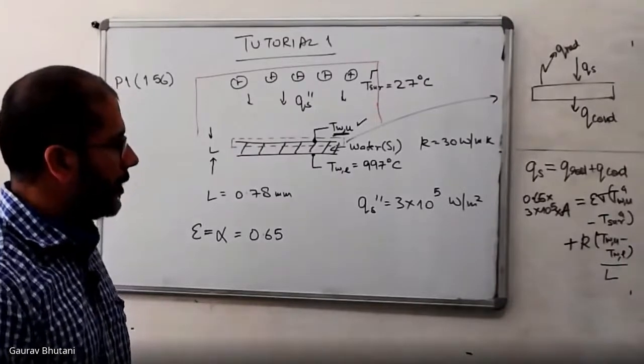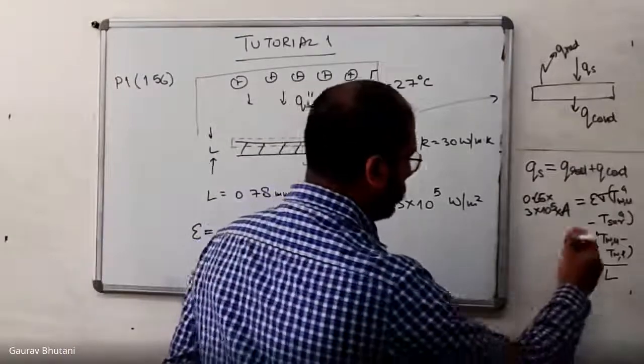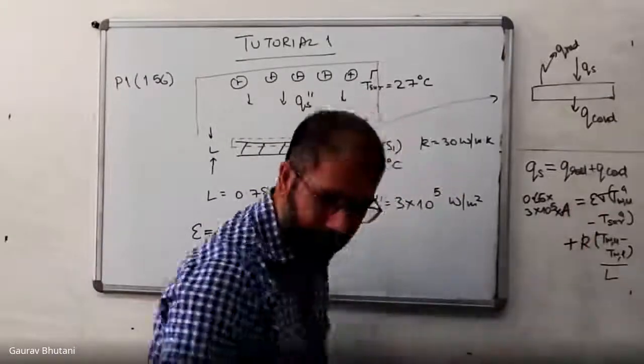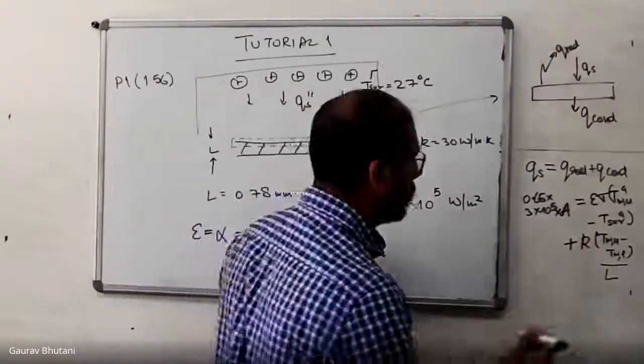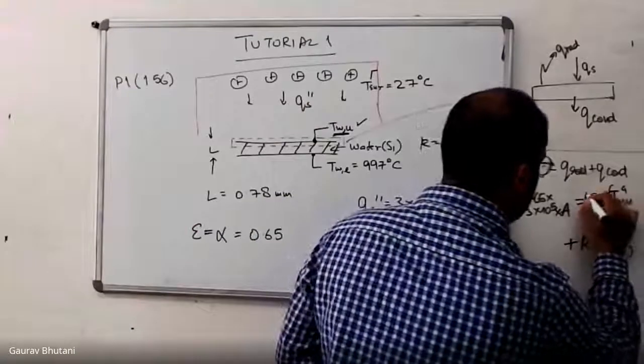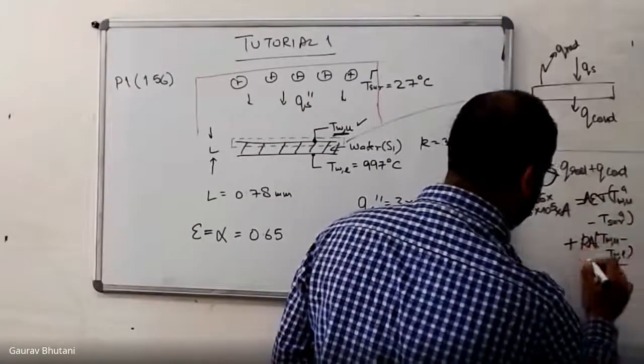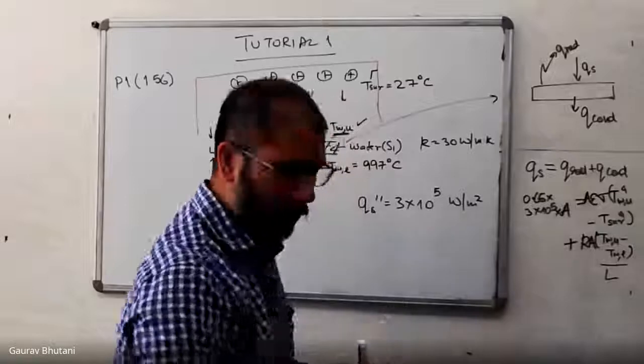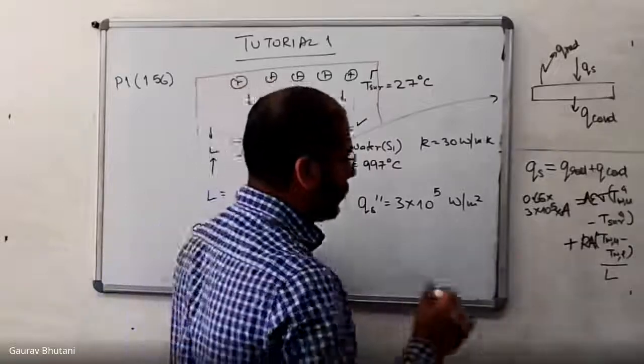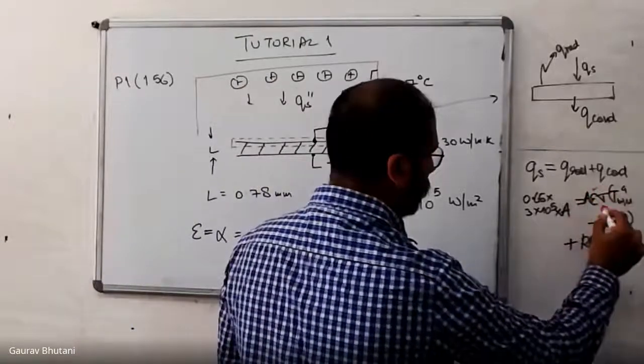Okay, so that's it. So epsilon, we also need to have areas. I forgot to write that. So you need to have an A on here, and you also have an A here. So A gets cancelled. We don't need the value of A. So you can see that epsilon is known, that's 0.65.